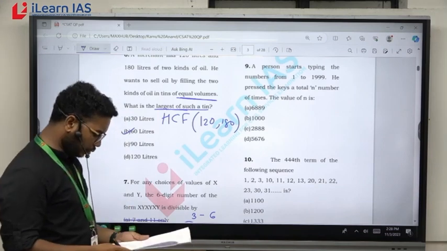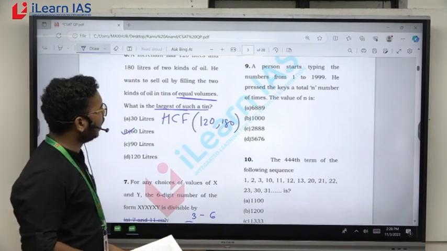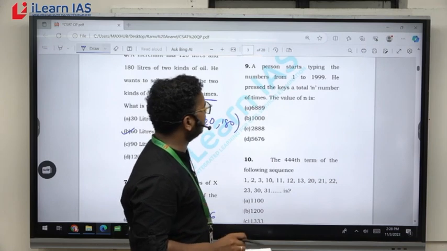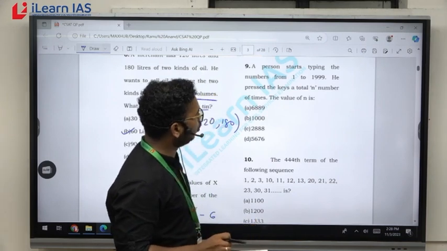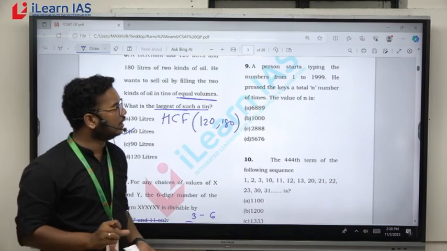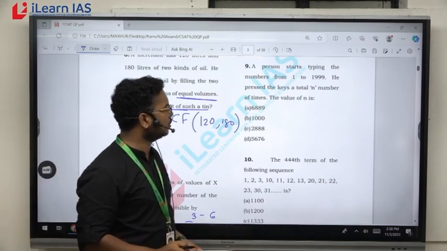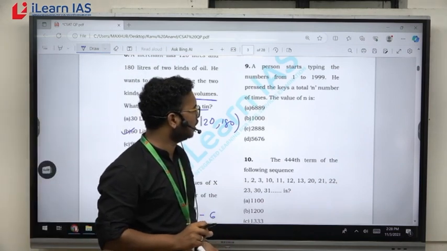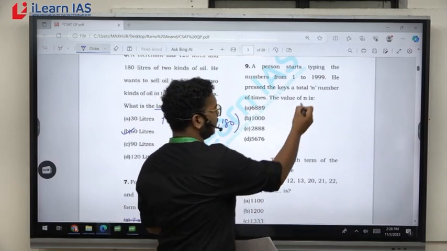So, ninth question. A person starts typing the numbers from 1 to 1999. He pressed the keys a total of n number of times. Then the value of n is.